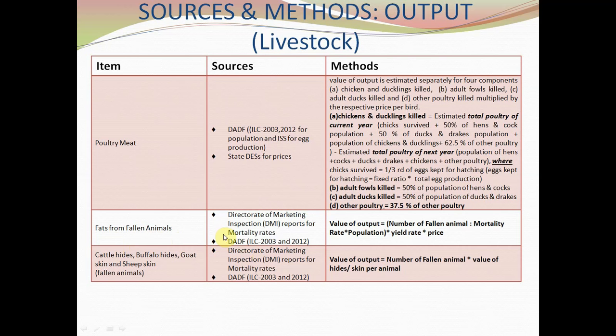Fats from fallen animals. For this, Directorate of Marketing and Inspection (DMI) reports for mortality rates are used, and ILC 2003 and 2012 data from DADF is available. Value of output is calculated by using number of fallen animals, that is mortality rate into population, into yield rate, into price. Cattle hides, buffalo hides, goat skin and sheep skin in fallen animals. For this, the same sources as discussed above are used, and value of output is taken as number of fallen animals into value of hide or skin per animal.